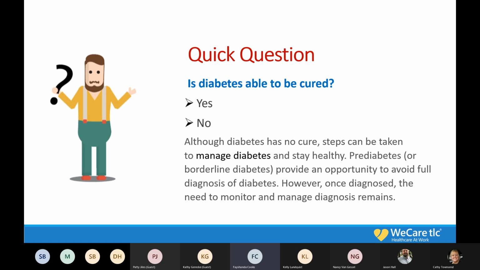Is diabetes able to be cured? Well, I already have the answer here. Even though it has no cure, steps can be taken to manage and stay healthy. Pre-diabetes or borderline diabetes provides an opportunity to avoid, again, full diagnosis. So there is no cure after you're diagnosed. It's basically management. So if a person who has diabetes gets to the point where they are able to manage their diabetes, it's just the person who's managing their diabetes. It doesn't mean that they are cured. It means that they are properly managed.